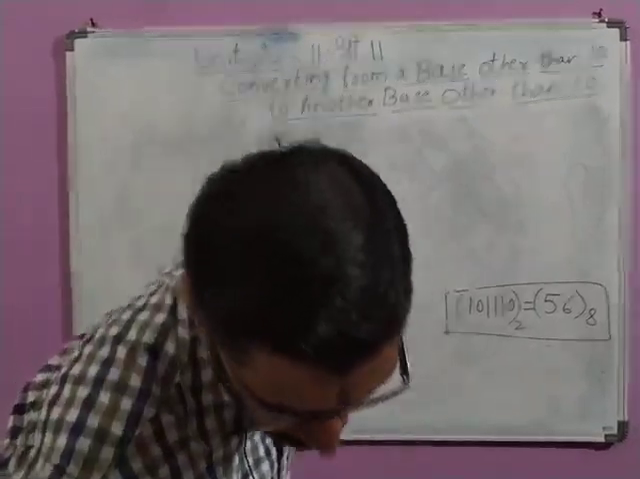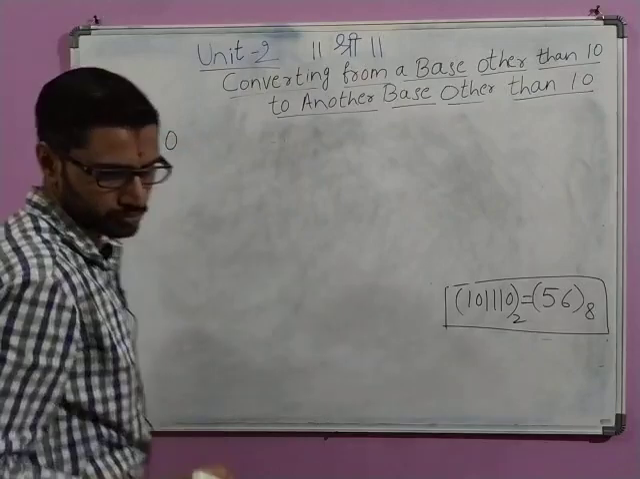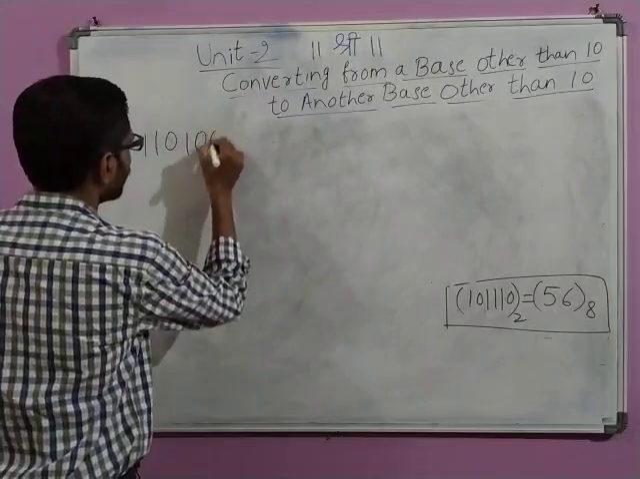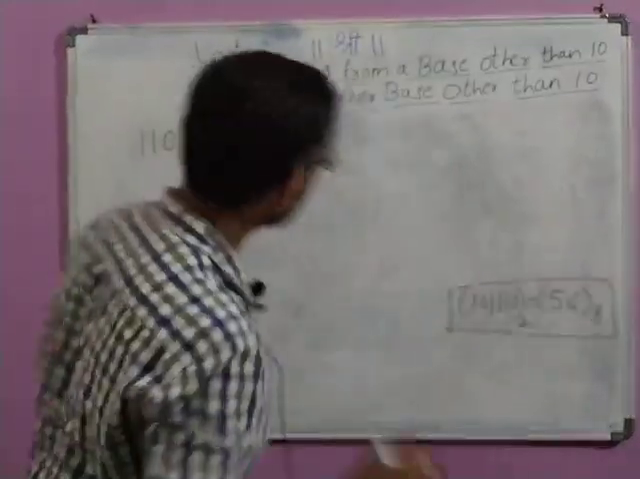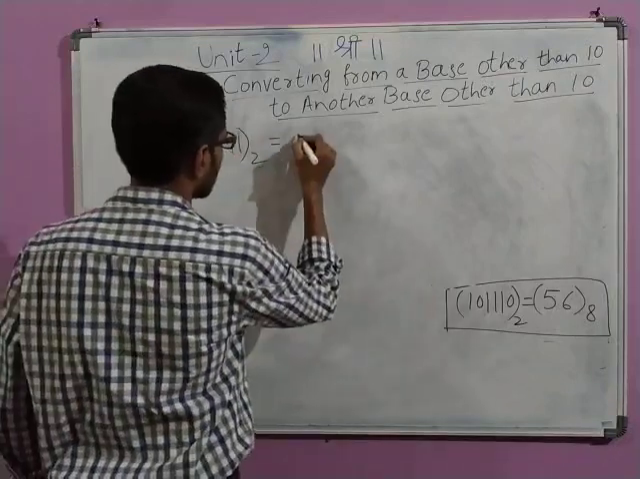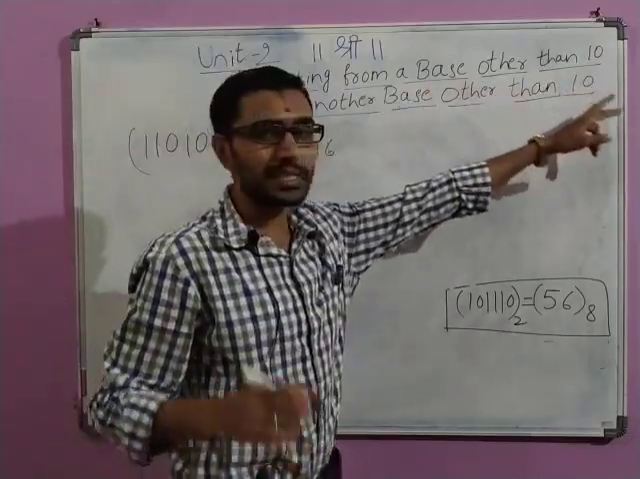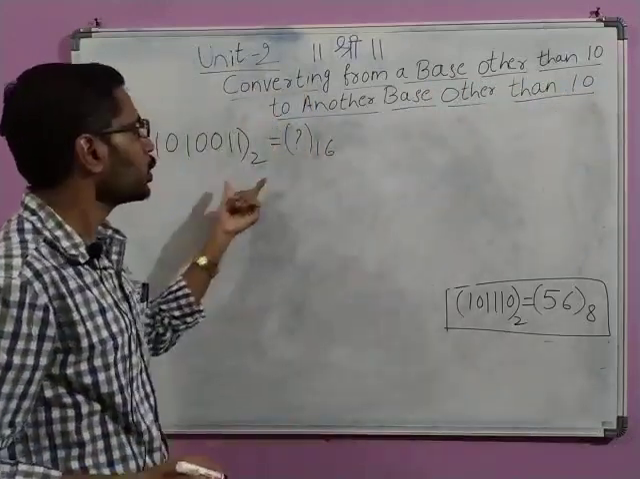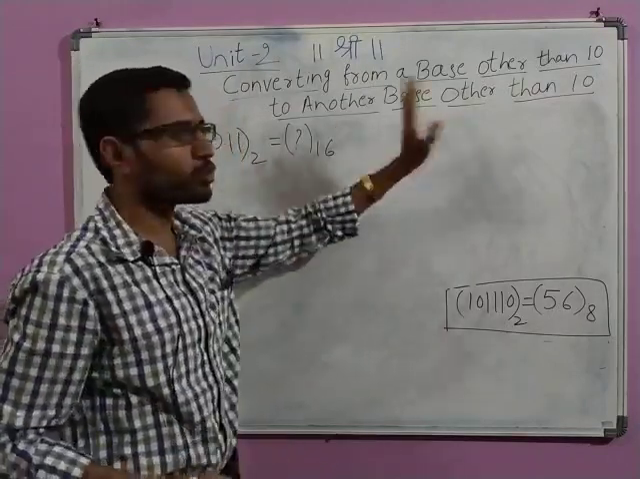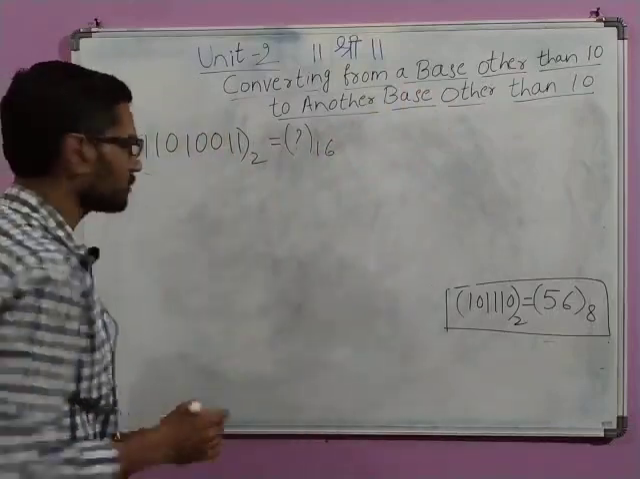So the number is 11010011, binary to the base 16, question mark to the base 16. So converting from a base other than 10 to another base other than 10. So both the bases are not equal to 10. So this is the valid example. So let us take this. So convert this into decimal first.